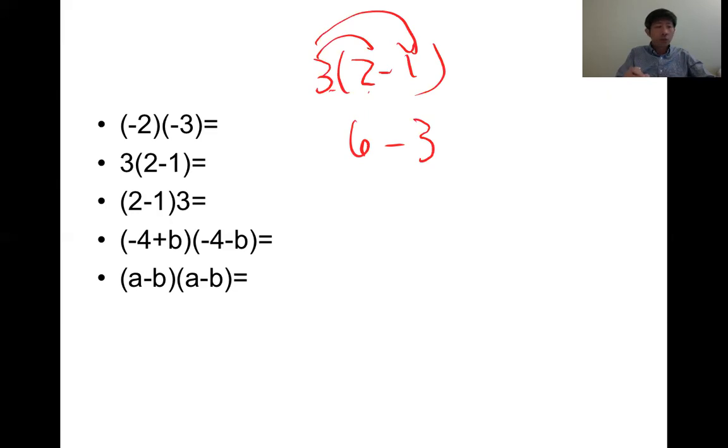What's the other way we can do it? We can use the distributive property like this. 3 times 2 is 6. Minus 3 times 1, which equals 3. So the answer is 3, right? Okay.